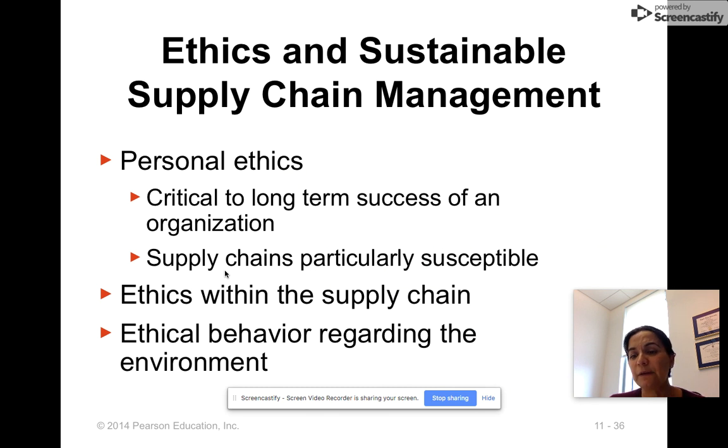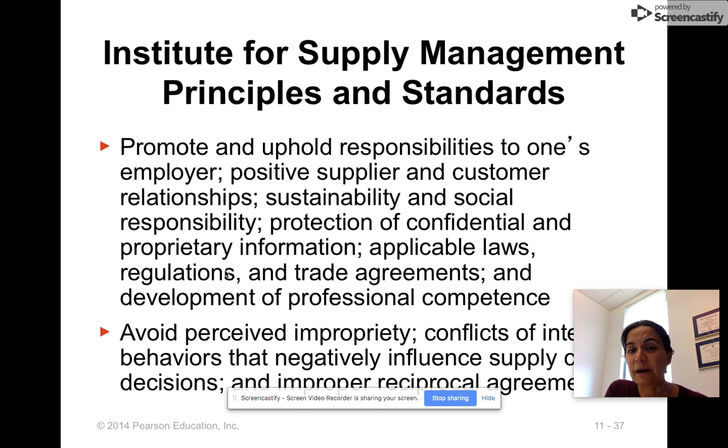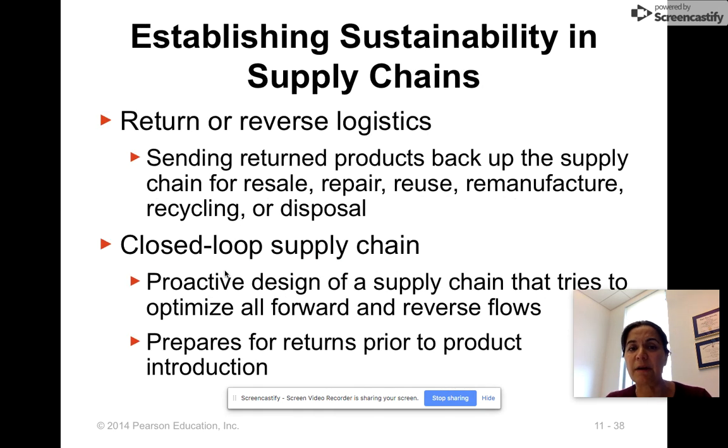All right. So, even within supply chain, you have to be conscious about your personal ethics and ethics within the supply chain and regarding the environment. So the ISM, which is the Institute of Supply Management, they have these principles and standards around ethics.